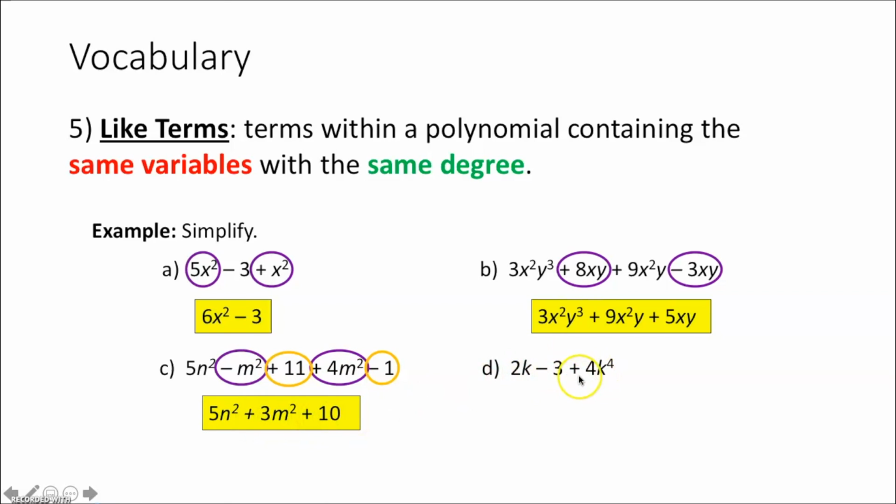Here, do we have any like terms? So we have k to the fourth, we have k. Those are the same variable, but not to the same degree. So those are technically not like terms, so we cannot combine those. What we could do is just write it in standard form, but that's about it. There's nothing you can combine here because we don't have the same variable to the same degree.